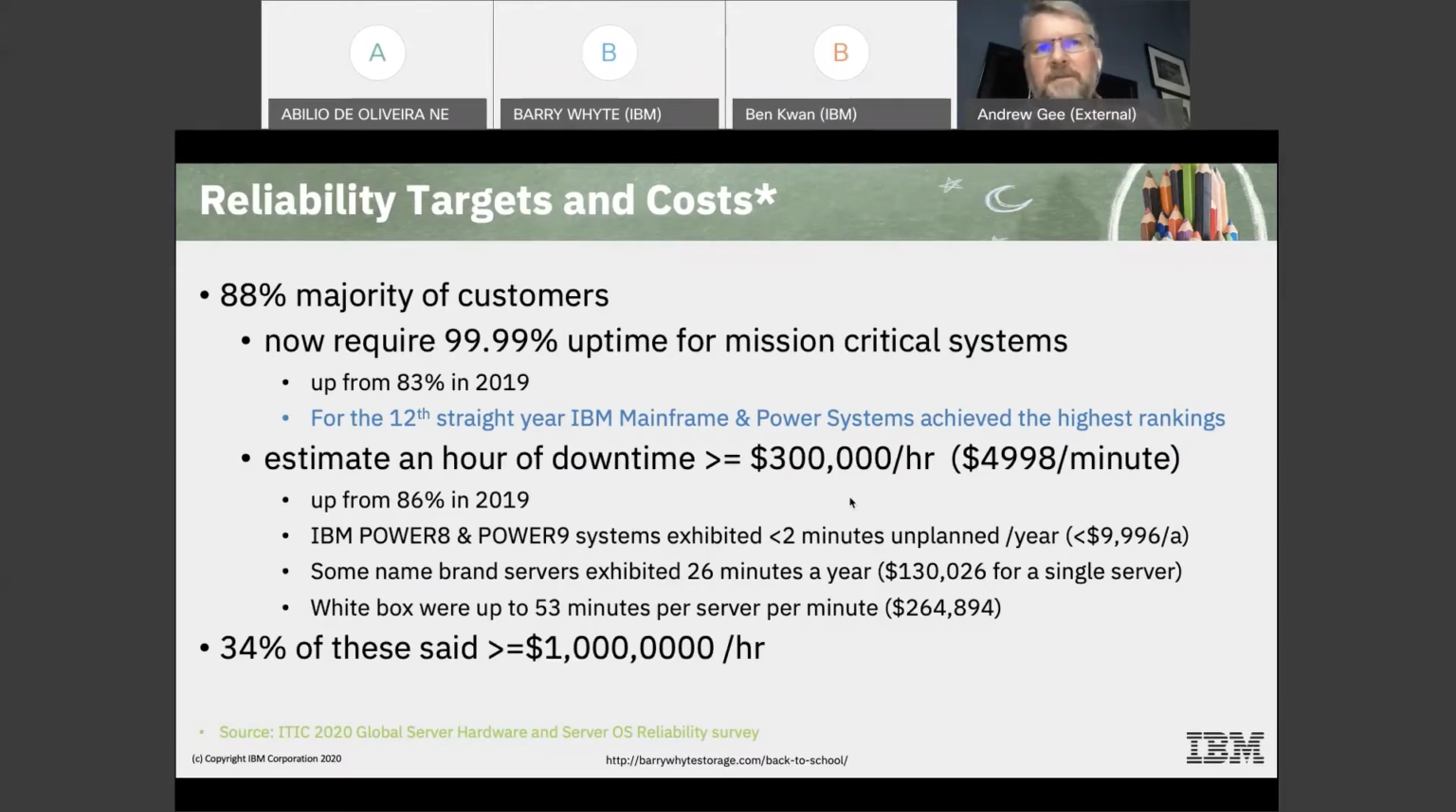So 88% of those people estimate that an hour of downtime is greater than or equal to $300,000 an hour, which is roughly $5,000 a minute. That's up from 86% in 2019. IBM Power 8 and Power 9 systems exhibit less than 2 minutes per year unplanned, so $10,000 per annum. Some name brand x86 servers exhibited 26 minutes a year per server. That's $130,000 of lost opportunity or cost to the business. White boxes, up to 53 minutes per server, $260,000. And 34% of these people said their loss is greater than or equal to $1 million per hour.